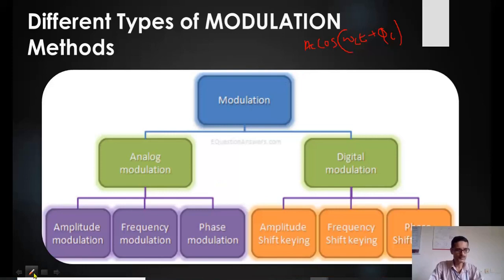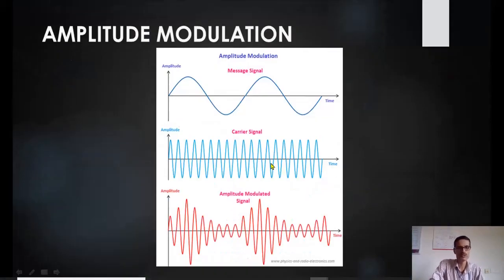What I am saying is, we are going to change either the amplitude of this carrier, that is A_c. If I change the amplitude of the carrier proportional to the amplitude of the message signal, I will get amplitude modulation. If I change the frequency of the carrier proportional to the amplitude variation, we call this frequency modulation. If I change the phase of the carrier proportional to the amplitude of the message signal, we call this phase modulation. So this is just the classification of different types of modulation. Now I'll show you some simple waveforms for all three analog methods. We are going to study only the analog modulation methods in this particular subject.